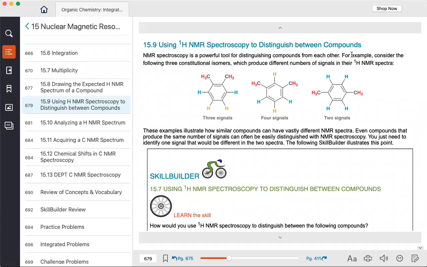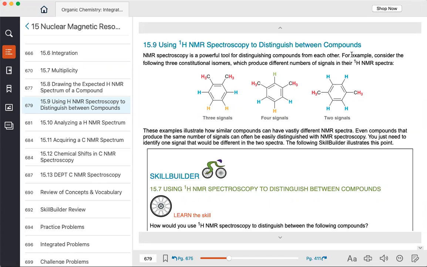This is section 15.9, and that is using proton NMR spectroscopy to distinguish compounds. So one way that we can use proton NMR to distinguish between similar molecules is by using the number of signals that we observe in the spectrum. This depends on how many protons are homotopic with each other.